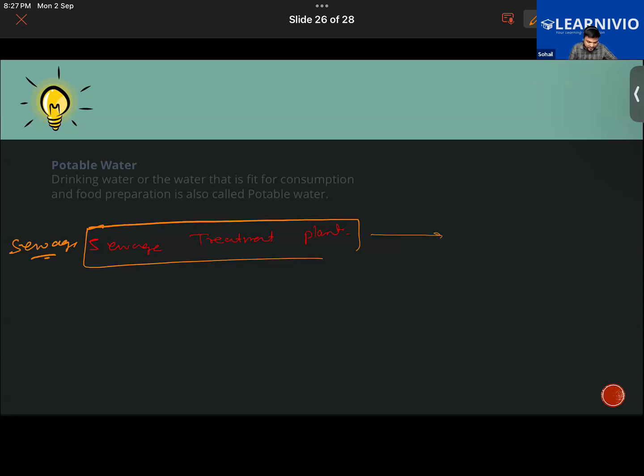And from the other side, it will come out as treated water, which will not contain any harmful components in it. Okay? And then it will be released into the water body. So the sewage that is coming from our house is passed via the sewage treatment plant, and then the treated water is released into the water body. This is how water is treated before being dumped into the water bodies.